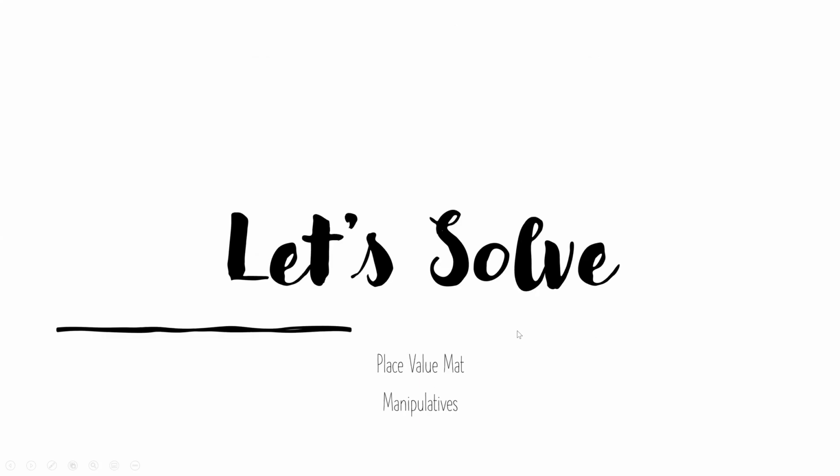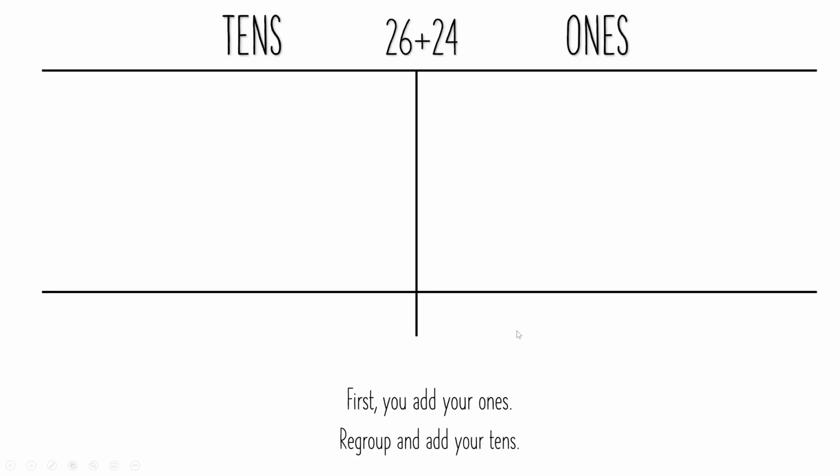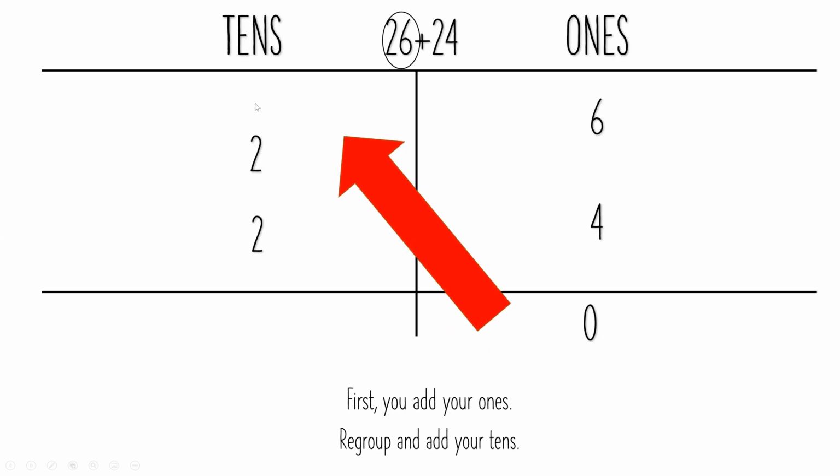Let's do another one. Let's solve. So we're going to set up our problem. 26 plus 24. I'm going to break apart 26. We have 6 ones, 2 tens, 4 ones, and 2 tens. Now we're going to add our ones. 6 plus 4. Let's count up from 6. We have 7, 8, 9, 10. So we place our 0. We carry our 1 over to our tens. And we are going to count up. So 2 plus 2 plus 1 is 5. Great work, guys.